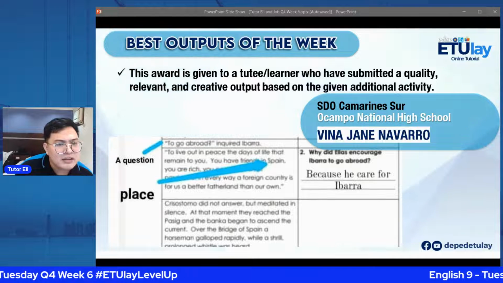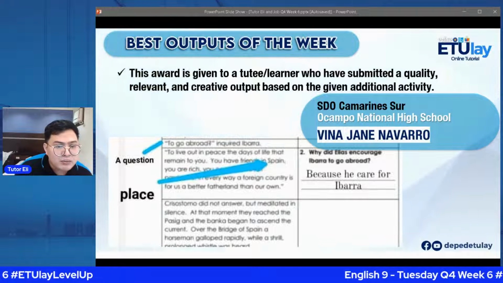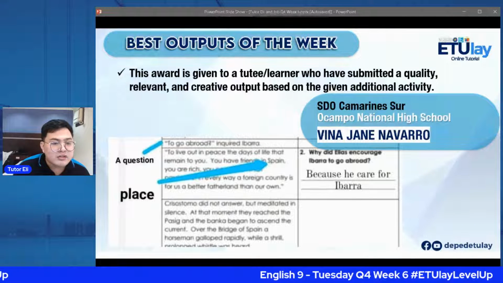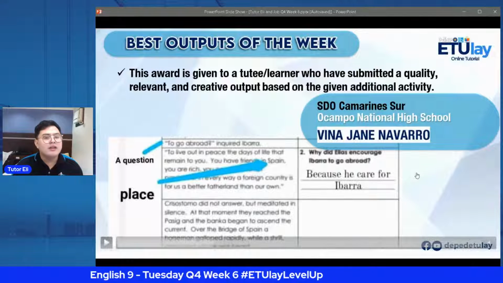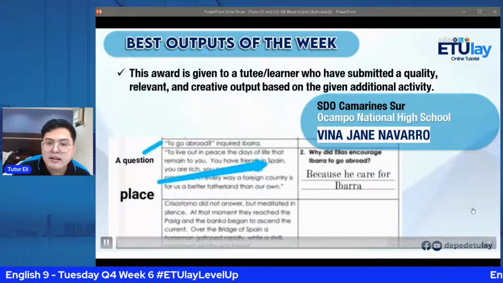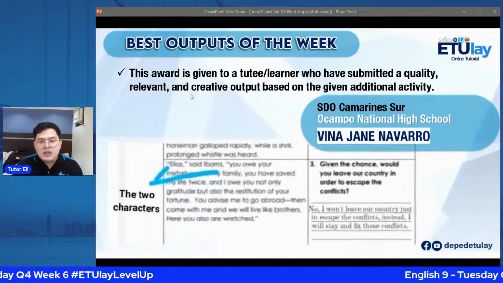May sinasabi dito si Riza, actually po tutor, medyo po kasi sa Filipino, ayan po yung topic namin. So that's right. Thank you for confirming that, Riza. Okay, so I have the next one.